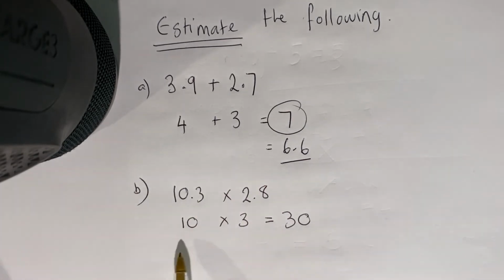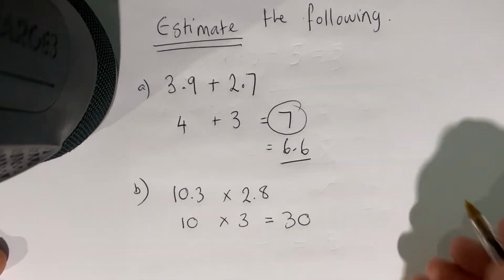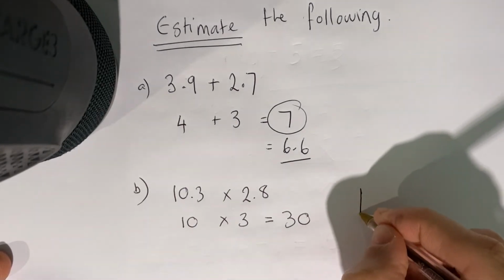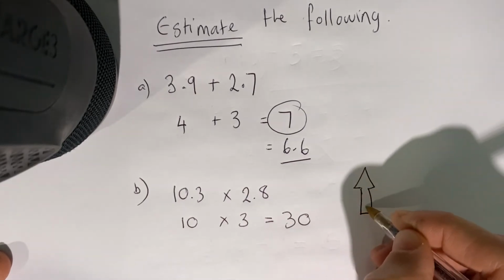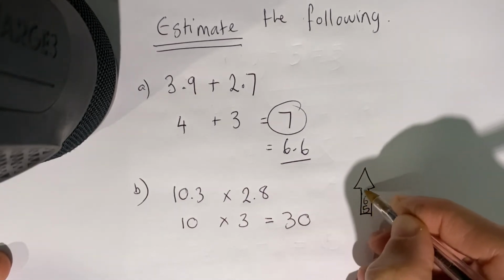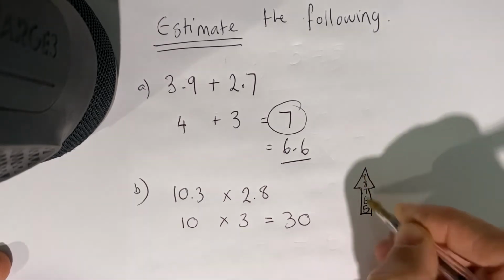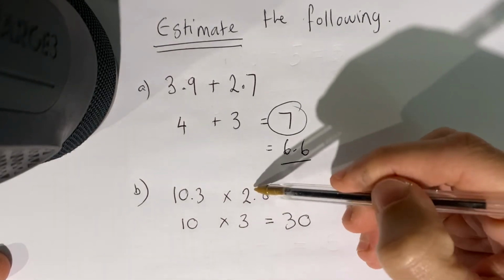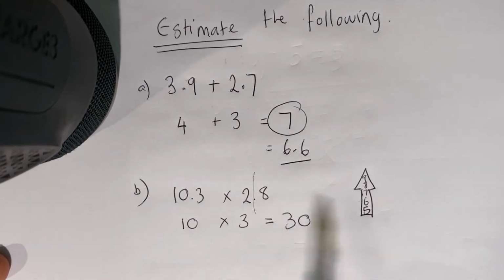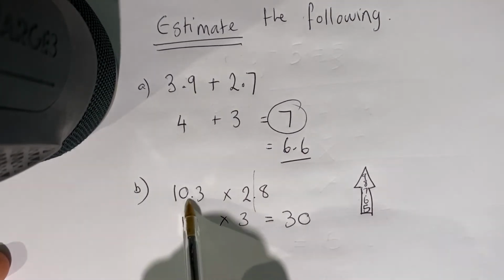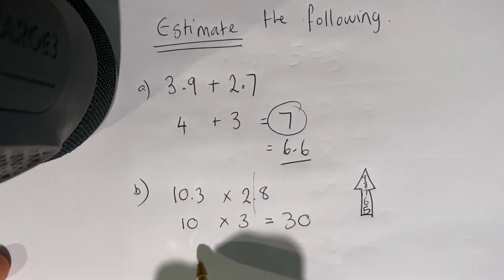Interestingly, what we did here, if you watch the prior knowledge part 1, is when we round, we look at the numbers and we decide if the number's 5 or above, 6, 7, 8, 9, we give it a shove. So in this case, 2.8 is clearly closer to 3 because 8 is 5 or above. 10.3 is clearly closer to 10.